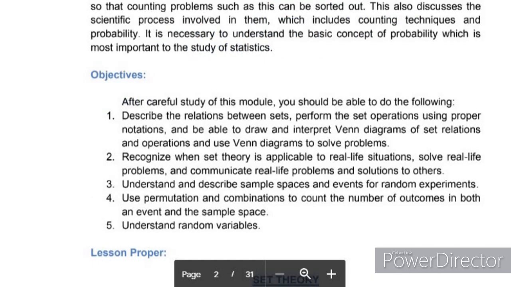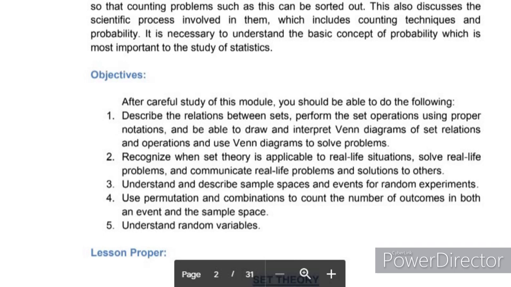For the objectives, after careful study of this module, you should be able to do the following. Number 1, describe the relations between sets, perform the set operations using proper notations, and be able to draw and interpret Venn diagrams of set relations and operations and use Venn diagrams to solve problems.